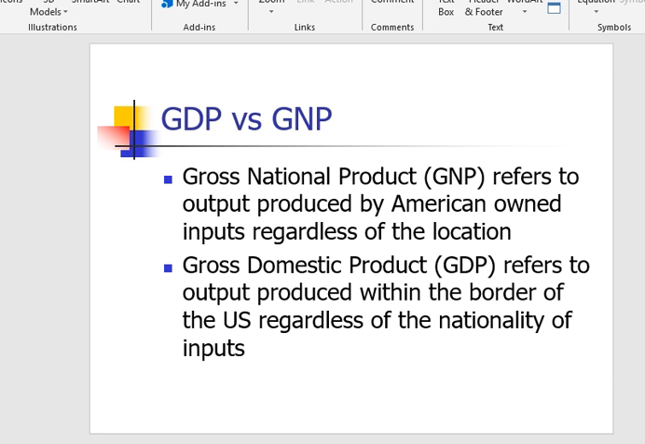Let's go back to the example that we mentioned just now, General Motors. General Motors is an American company. When General Motors produces cars in Japan, those cars are not the GDP of the United States. Those cars are GDP of Japan. However, if you want to use GNP as a proxy of output, then you can say that these cars are the GNP of the United States because they are produced by an American-owned entity, General Motors.